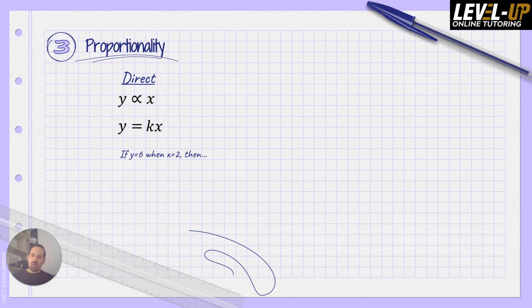Because if we have that, we can substitute those values into this equation, and it will give us a little equation in k that we can then solve. If I put in y equals 6 and x equals 2, you can see y is then equal to 2k, or k times 2, which is just 2k. That's something we can easily solve, can't we? And we find k is 3. And so the equation is y equals 3x.